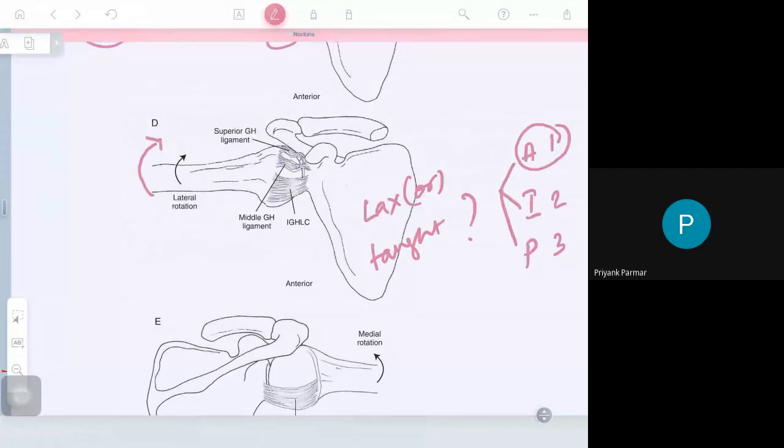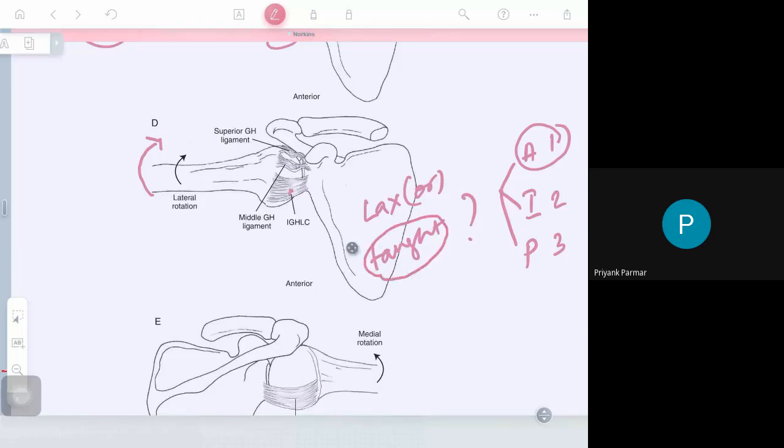Slightly lax. Oh, it should be taut, yeah. It is rotating externally, and you are rotating backward, in the backward direction. External rotation. Am I right? Yes, sir. So this anterior ligament will become taut.